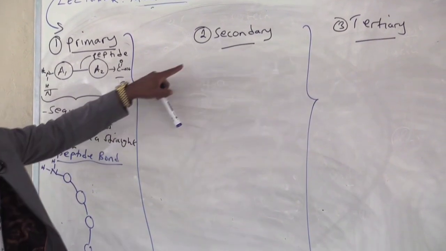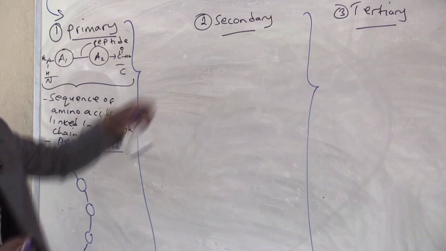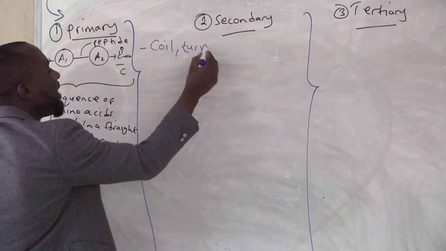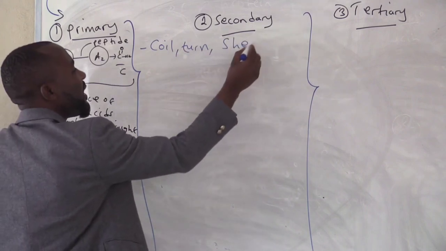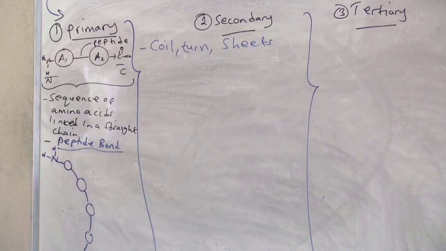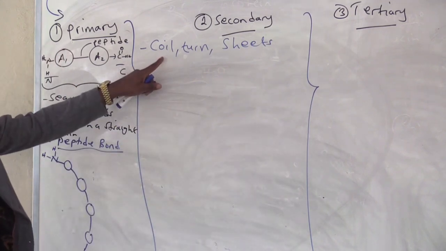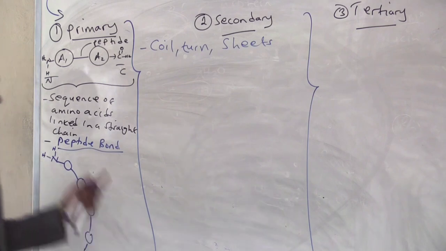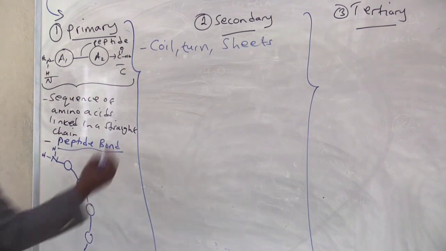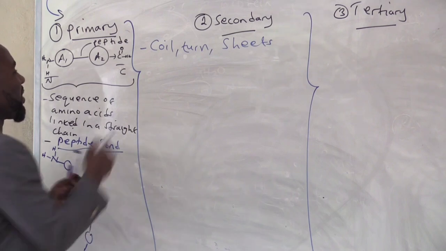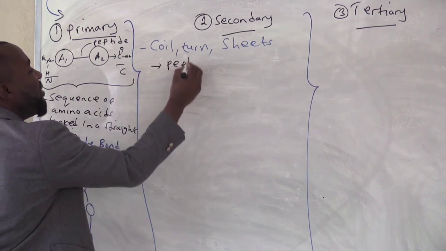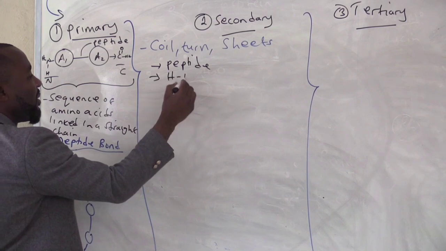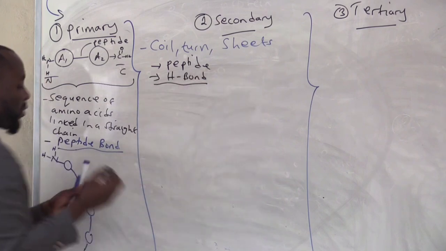This one differs from a secondary structure in that, in a secondary structure, the protein tries to coil, to turn, and even to form sheets. So a protein coils, turns, and forms sheets under secondary structure. So it's a little bit advanced. It's not just a straight chain. And the type of bonds that are found under secondary structure, it doesn't only have a peptide bond, which was found at primary. It has also hydrogen bond present. Let me try to draw them so that you understand.